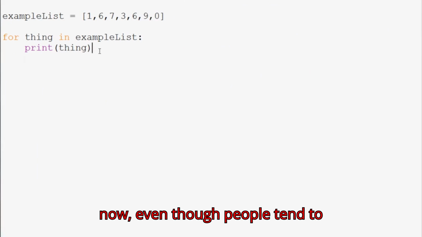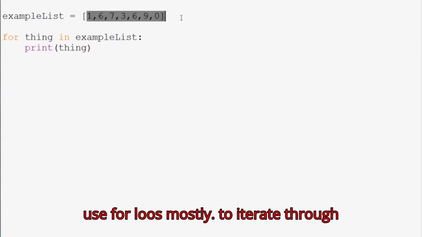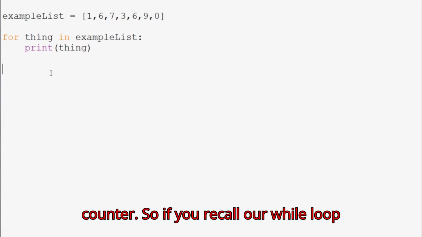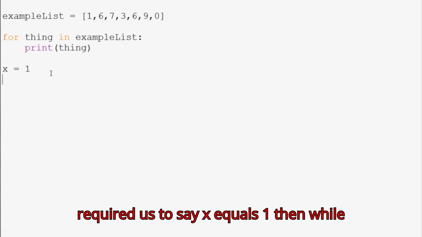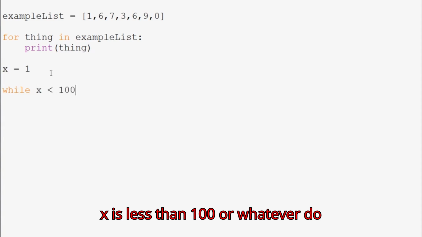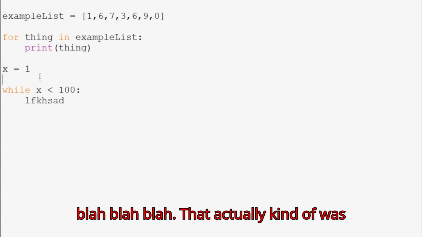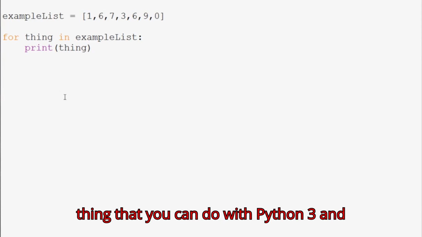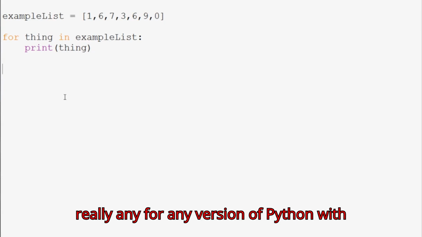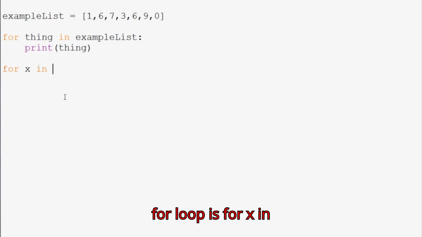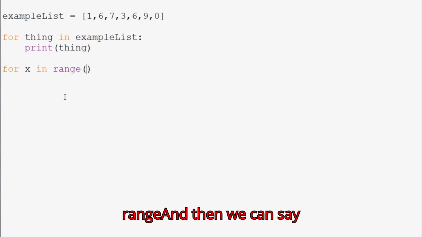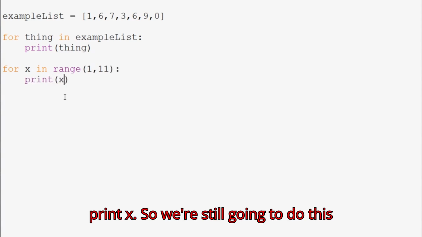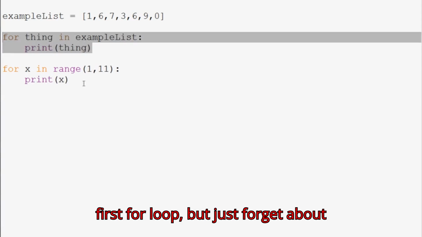Now, even though people tend to use for loops mostly to iterate through lists like this, you can also use a for loop as a very quick way to make a counter. If you recall, our while loop required us to say x equals 1, then while x is less than 100 or whatever, do blah, blah, blah. That was a lot of lines to add, and maybe you didn't want to do that much. So another thing that you can do with Python 3, and really any version of Python, with the for loop, is for x in range, and then we can say 1 to 11, print x.